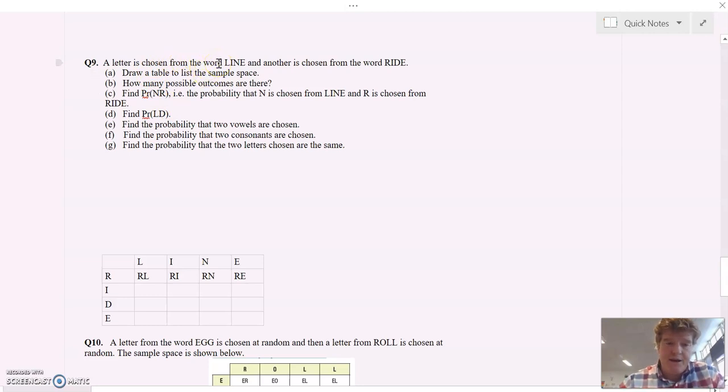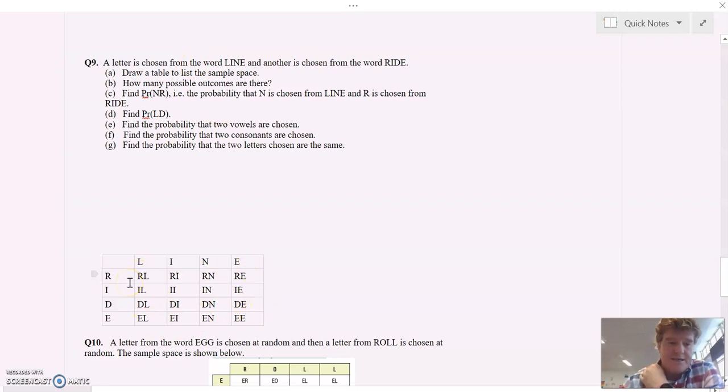It's saying that they're choosing a letter from the word line and a letter from the word ride. So in this case, let's say you choose the R first. There's an equal chance of choosing an L, an I, and so on. Let's say you choose the I first. When you choose the line, it can be IL. This is II. This one is IN. This one is IE. Next one, DL, DI, DN, and DE. The last one is EL, EI, EN, and EE. So that's the sample space down here.